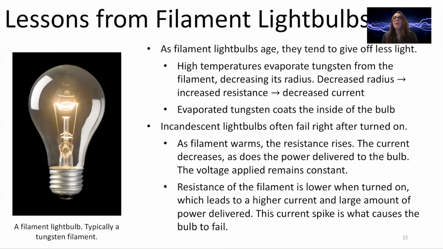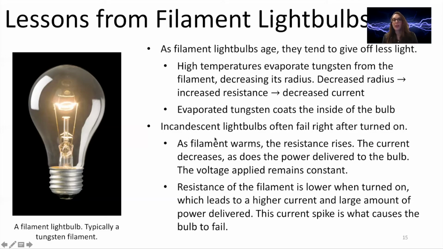Now, we have Ohm's law. Voltage is equal to the current times resistance. So voltage stays the same, but the resistance is increased. So that means that our current that's running through our light bulb is now decreased. So that diminishes the amount of light given off by our light bulb. Also, this tungsten that's been evaporated also coats the inside of the light bulb, making it a little bit more opaque to this light coming through. So those are some reasons why filament light bulbs tend to give off less light as they age.